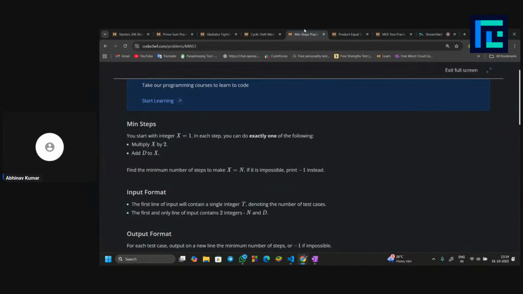So, okay. Basically this is the problem. You start with x equal to 1 and you have two types of operation. Either multiply whatever x you currently have by 2 or add a constant d to x. Now d is fixed for every test case. You have to find the minimum steps to reach x equal to n, and if it is impossible, print minus 1. So let's look at some of the test cases. Let's say you look at this first test case only, 6 2.